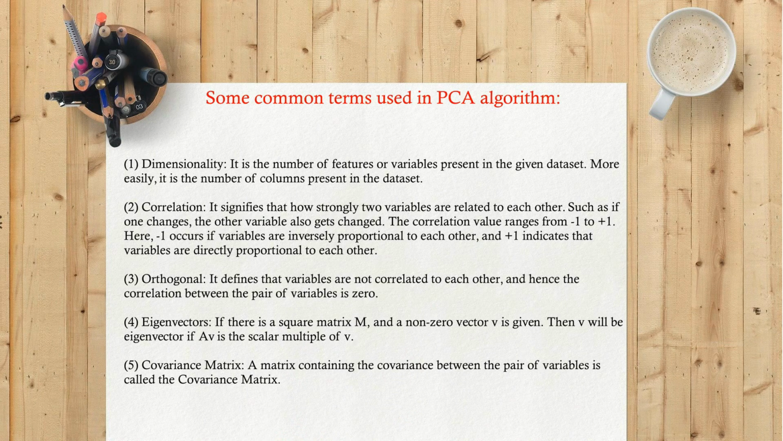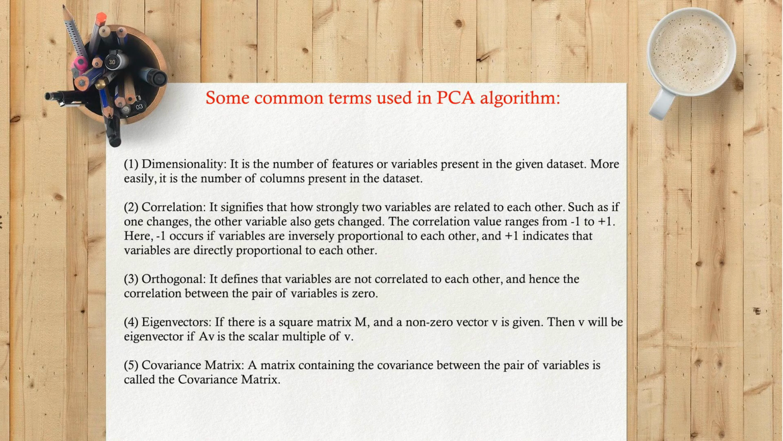1. Dimensionality. It is the number of features or variables present in the given dataset. More easily, it is the number of columns present in the dataset. 2. Correlation. It signifies how strongly two variables are related to each other, such as if one changes, the other variable also changes. The correlation value ranges from -1 to +1. Here, -1 occurs if variables are inversely proportional to each other, and +1 indicates that variables are directly proportional to each other. 3. Orthogonal. It defines that variables are not correlated to each other, and hence the correlation between the pair of variables is 0.